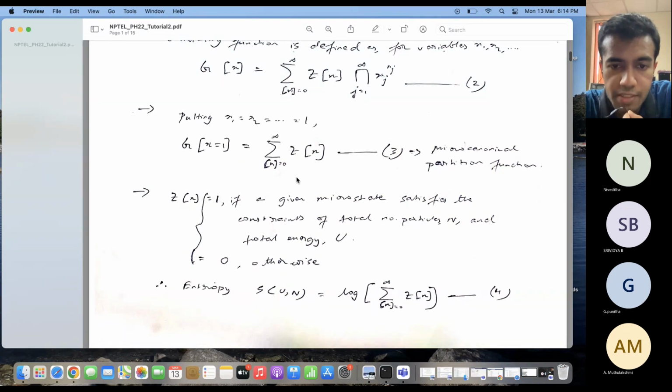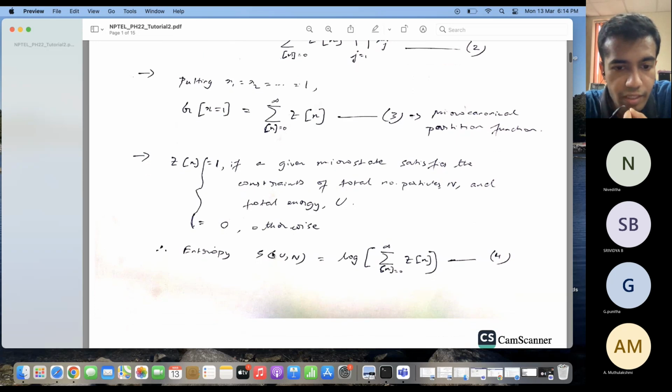Once I know the total number of microstates of my system, I can calculate the entropy by simply taking the logarithm of this quantity. So in some sense, it is like a microcanonical partition function.